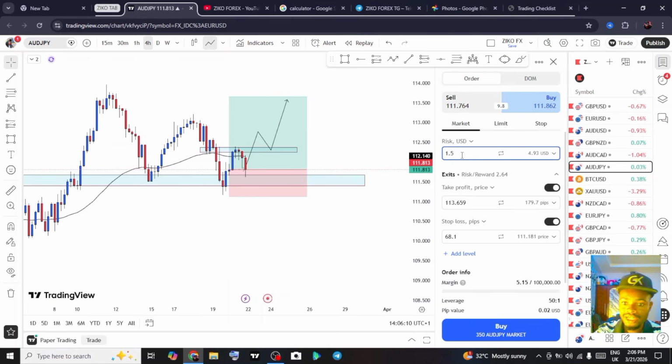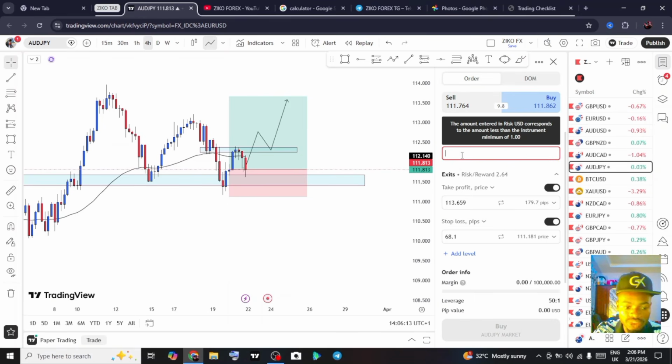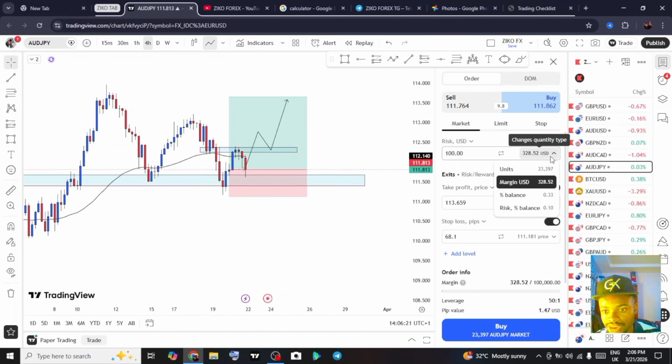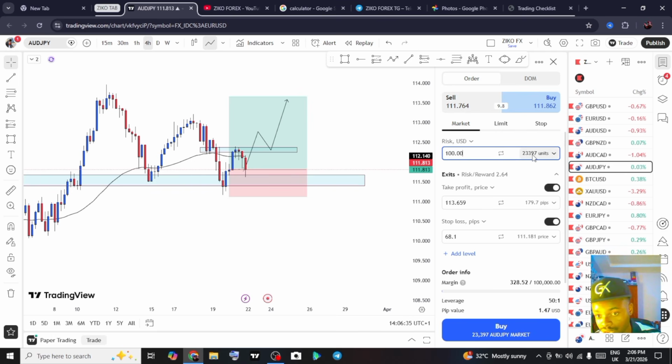So here you write the exact amount that you want to lose on this market, assuming you're going to be risking $100 on this market, right? Good. Now here you change this to units. So it will be showing in units. So this technically is supposed to be your lot size, but remember it's in units, so it's not really lot. It's not 23,000 lots. It's showing 23,000 units. So I'll show you how to convert units to lots, right?